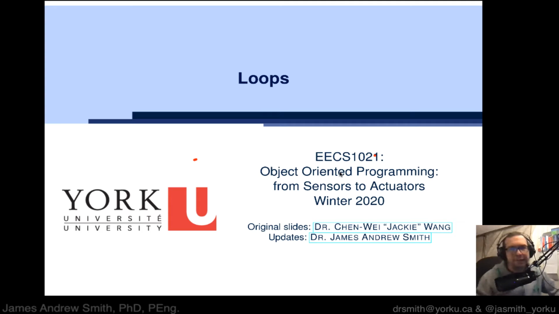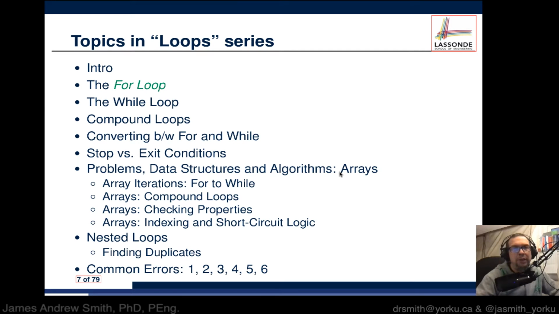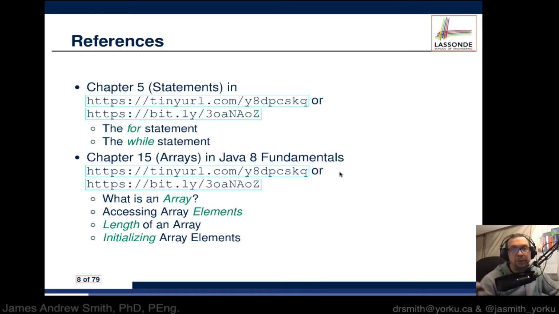All right, hi everyone. So let's take a look at loops, for loops in particular this time around. So this is part 2 in our series about loops. And we're going to talk about loops, but of course, it's always a good idea to have access to a nice reference. So here's a reference to the Java 8 Fundamentals book in the York University Library. And in chapter 5, you will find a section on the for loop statement.